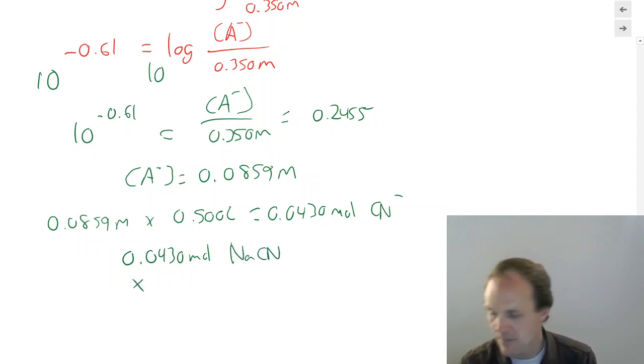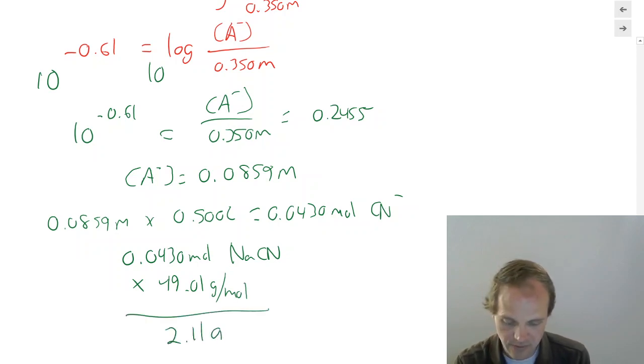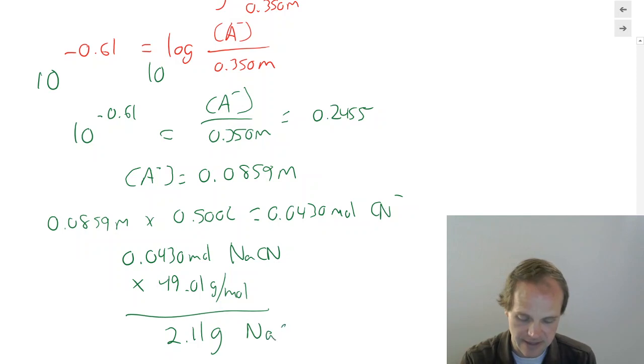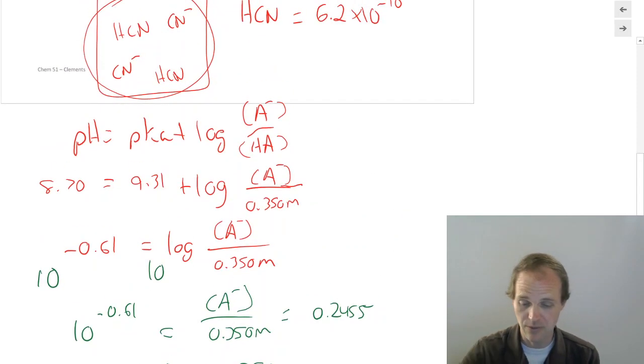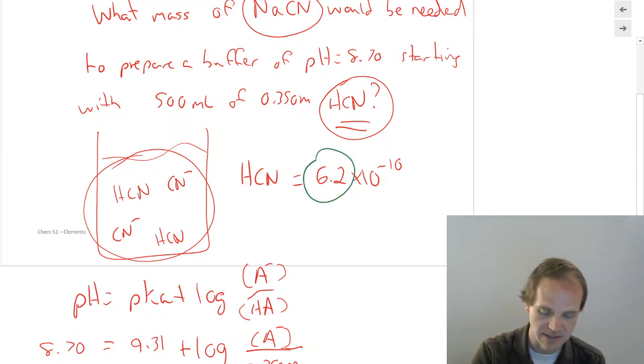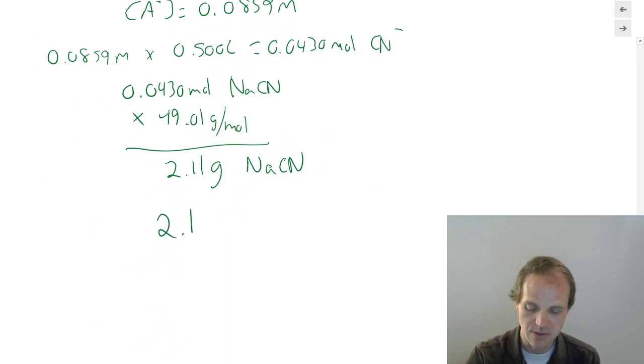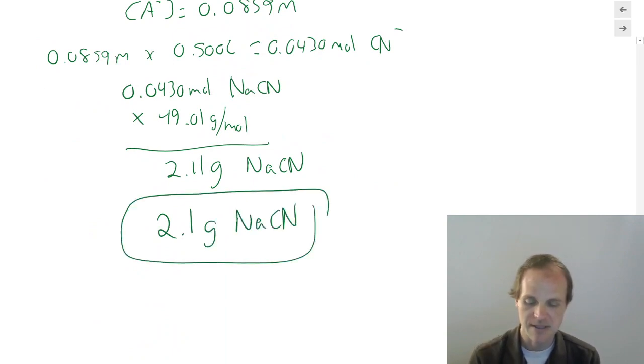And then we're going to multiply by the molar mass, which is 49.01 grams per mole, to find out that we need 2.11 grams of NaCN. Now, what do we do about our significant figures? They get a little complicated in here, right? I've got all sorts of numbers in here. But the simplest thing to do is just look back. What are our least number of sig figs? Here, it's 2. And it's a pretty safe bet to say that at the end we're probably going to only get 2. And so we say 2.1 grams of sodium cyanide.